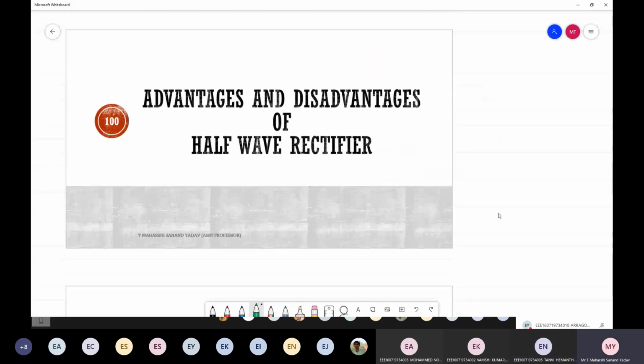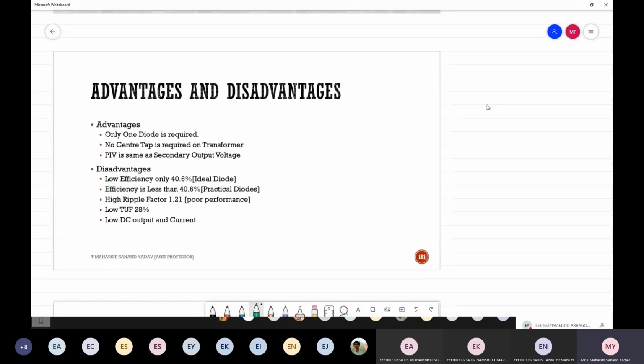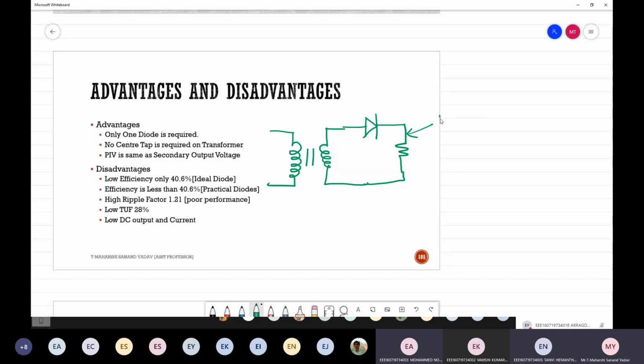So these are some of the advantages and disadvantages of half wave rectifier. Can anyone tell me what you have observed from half wave rectifier? What are the disadvantages that you have seen? Only positive side. Right, only positive, and the negative is missing. What is our main requirement? Do we need output as DC or AC? DC. Output as DC, whereas the input that we are providing is AC.